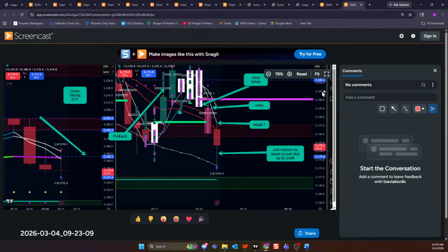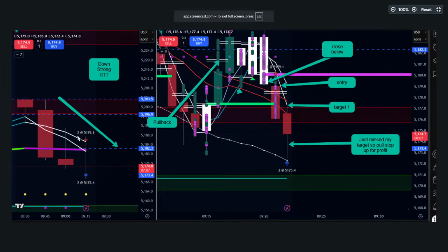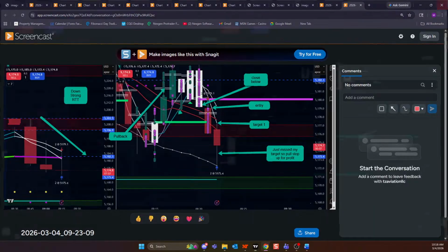But great entries create manageable trades. Triggers are down, strong side, room to trouble. Pull back to the 1-to-1s. There's your close below. There's your entry. There's target 1. I love it. And then there's target 2. Absolutely beautiful trend trade. Nicely done, Miss Trina.